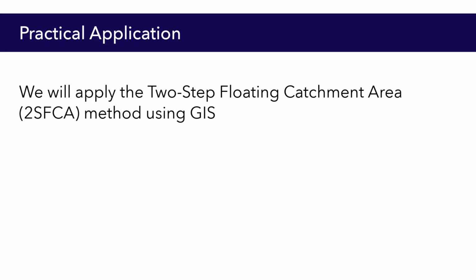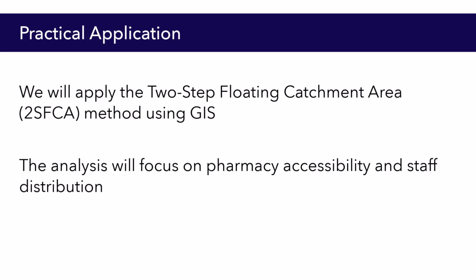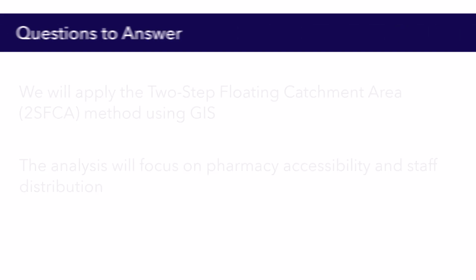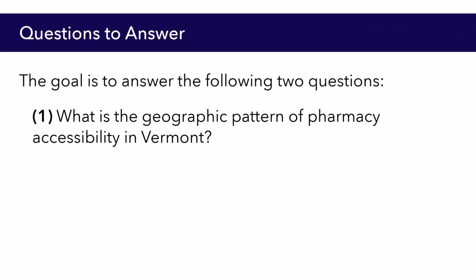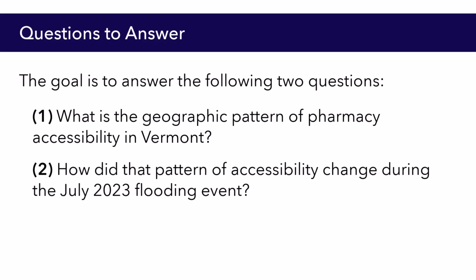In this video, we will create a bridge between the abstract concept of the two-step floating catchment area method and a practical GIS workflow that analyzes pharmacy accessibility and staff distributions in Vermont, particularly in flood-prone areas. Recall the two questions motivating our work in this case. We want to understand, first, what is the geographic pattern of pharmacy accessibility in Vermont? And second, how did that pattern of accessibility change during the 2023 flooding events?